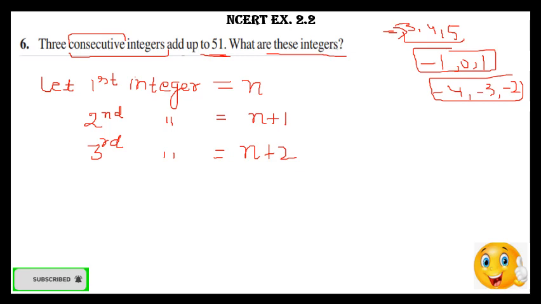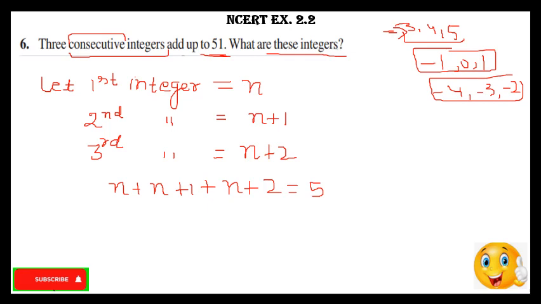They add up to give you 51. So according to the question, we need to write here n plus n plus 1 plus n plus 2, and the sum of all these three integers we have is 51. So like terms n, and again plus n, so it becomes 3n here. They get added to each other, and 1 plus 2 we can add and write 3 here. This is equal to 51.